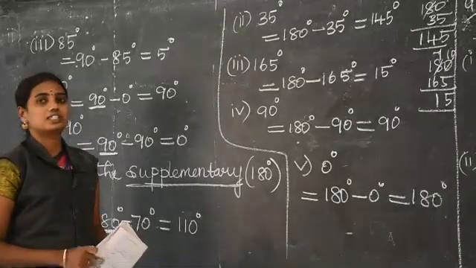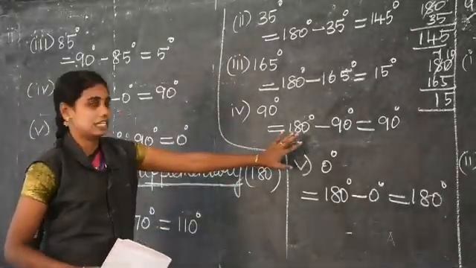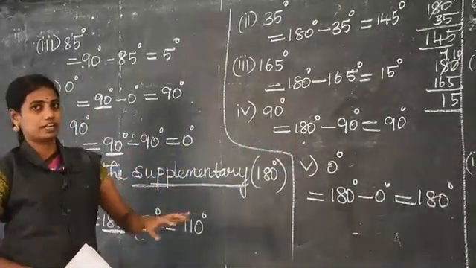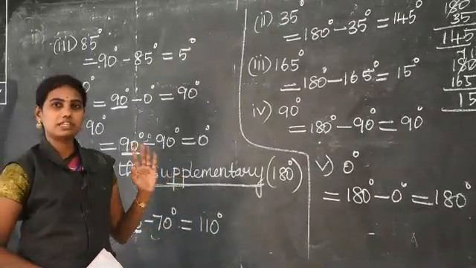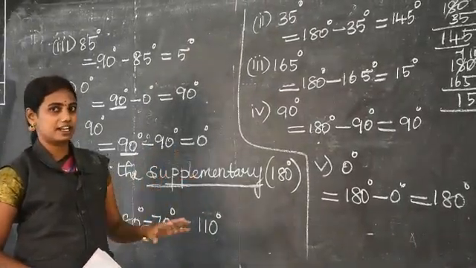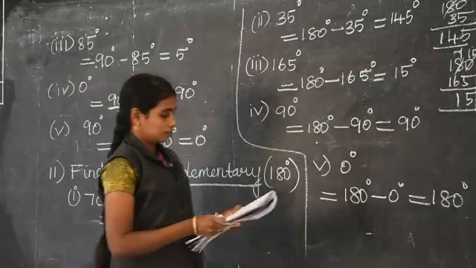Very easy. Listen to me. Supplementary means 180. What is given? Subtract from 180. Complementary means 90. What is given? Subtract from 90. That's all. Okay, next.